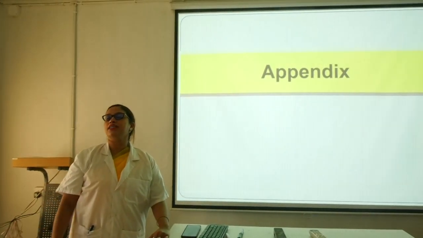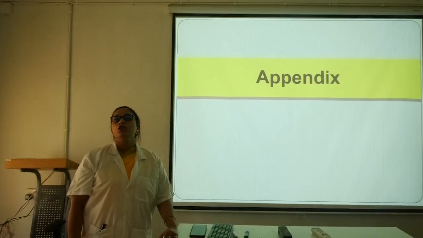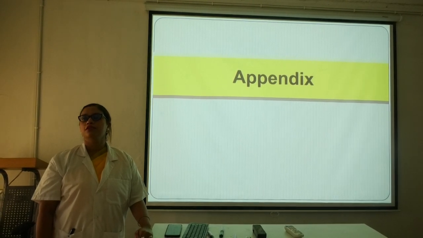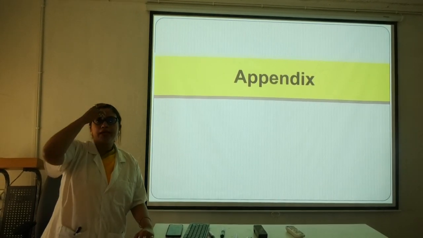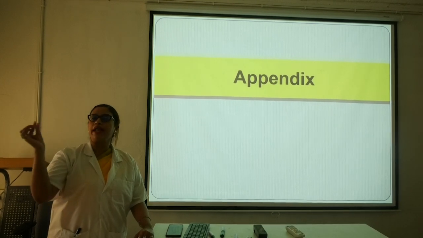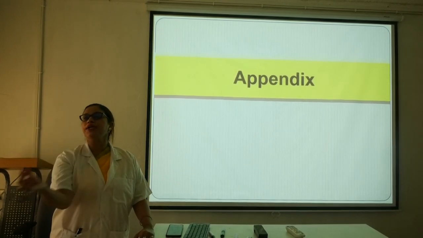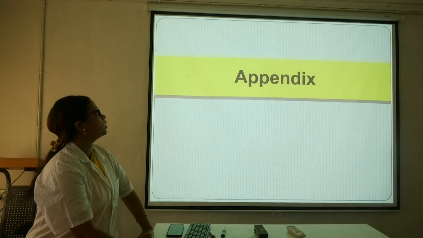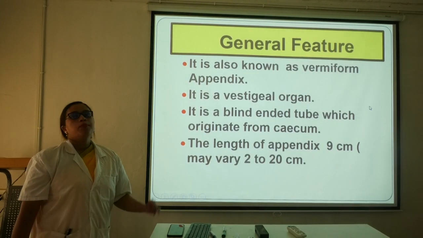Okay, so the appendix, you know, is the last part or first part of the large intestine. It is the first part, but where does it arise from? Does it always come from the cecum? So that is not right. Developmentally, at first it will arise from the cecum. Afterwards, it will go to the posteromedial wall of the abdomen, to the back side. So please write it down.